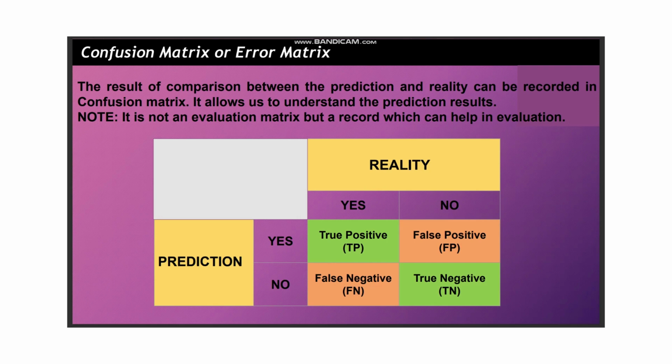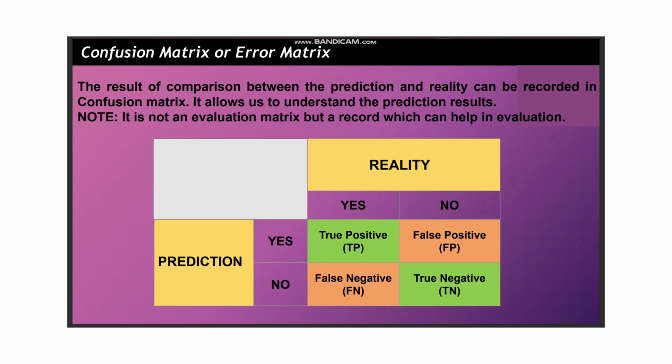Now, what is done here, students? Here, all the four cases which we have studied earlier are simply written in the form of a table, like we do matrix in mathematics. On the left side, they have taken prediction. Here they have taken reality. In both, two options will be there. In prediction, yes, that is true. No, that is false. Same with the reality.